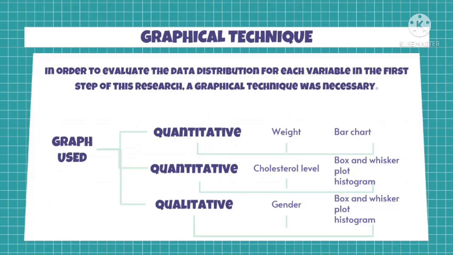For the type of variable, qualitative, the variable is count and the graph is bar chart. And for the quantitative variable, the variable is weight, for which we use a box and whisker plot and histogram. And the second quantitative variable, cholesterol, we also use box and whisker plot and histogram.